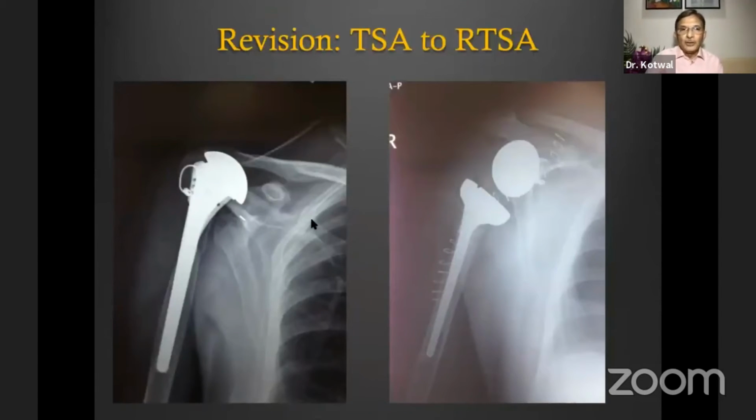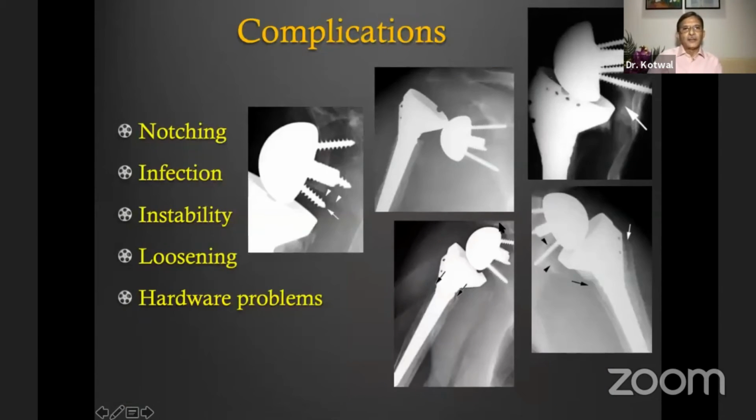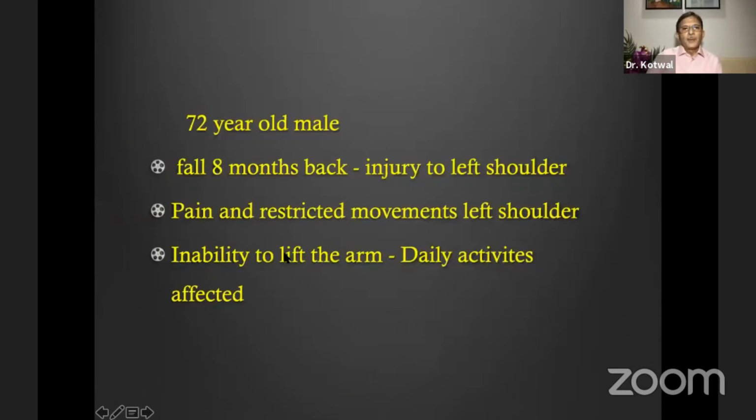The reverse shoulder can also be done to convert a conventional shoulder arthroplasty to a reverse shoulder arthroplasty. The complications are notching, infection, loosening, and also breakage of the implants and implant failure. This has actually come out from the bone.